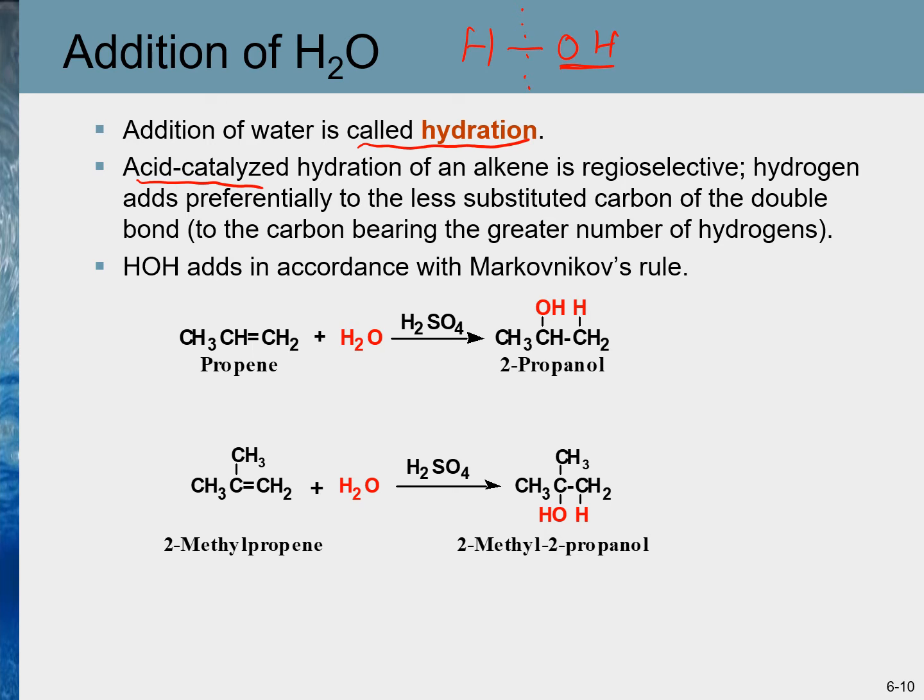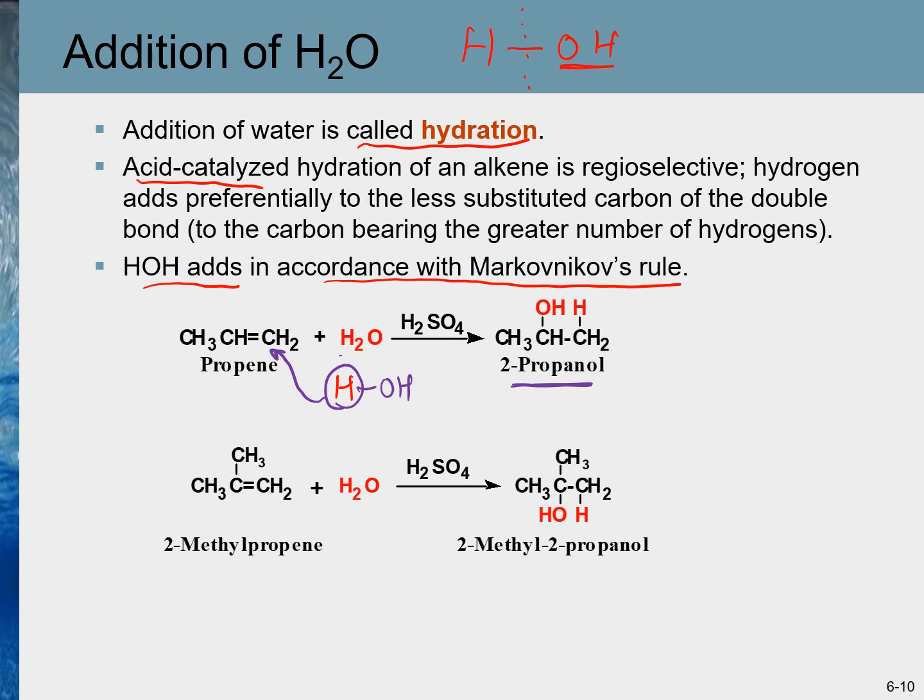This reaction is also regioselective, and HOH or water adds in accordance with Markovnikov's rule, which means that the hydrogen from water will be added to that carbon of the double bond which already contains more hydrogen. In other words, this hydrogen will go to this carbon atom because it contains more hydrogen, and of course OH will go to the other carbon atom. Therefore, the product of addition of water in presence of sulfuric acid to propene is 2-propanol.